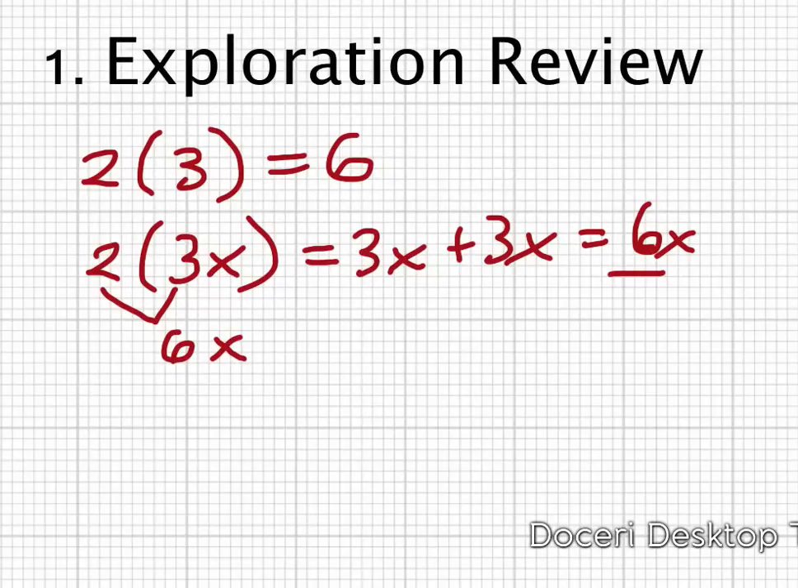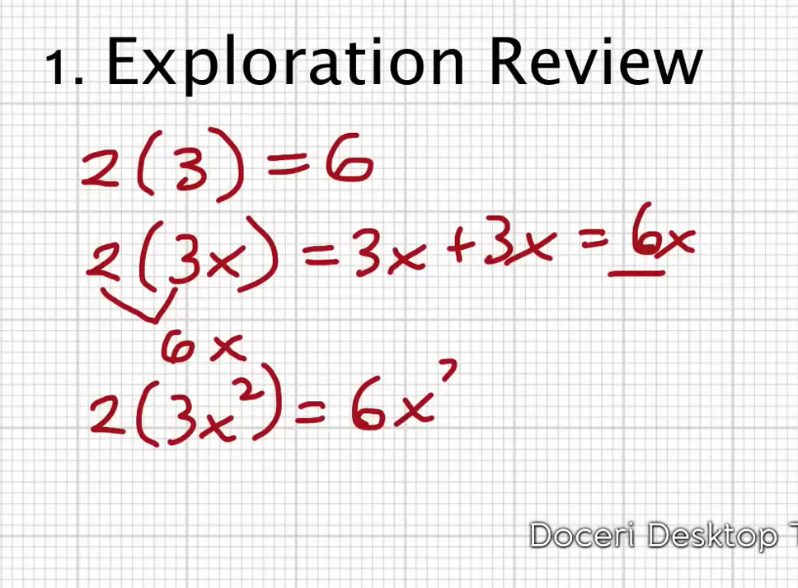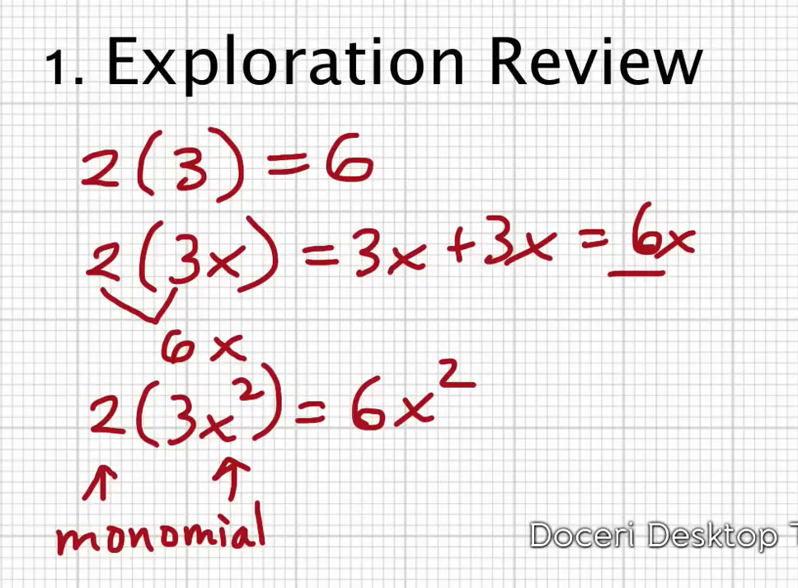And the same thing goes if I had 2 times 3x squared. This would just be 6x squared. This should be a little bit of a review for you. What we're doing here is we're multiplying what we call a monomial with another monomial. It's just one term. There's no addition or subtraction between the terms. That's all this is, monomial. And what you're doing here is what we call a simplified version of the distributive property. So when we multiply monomials, you just multiply the things that are the same.